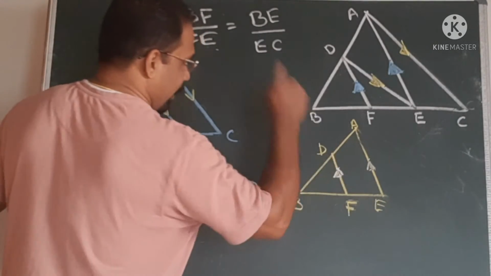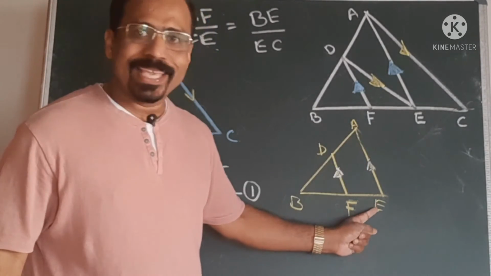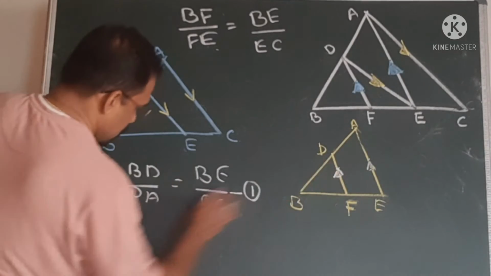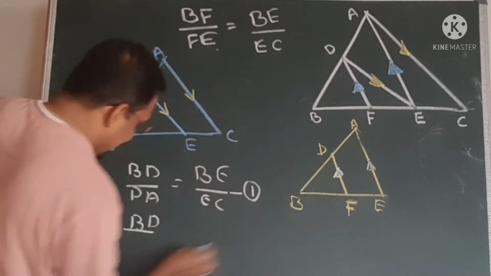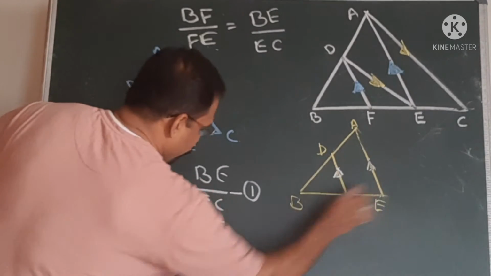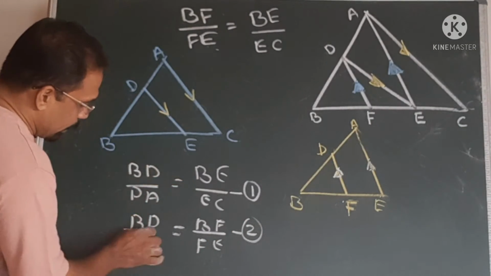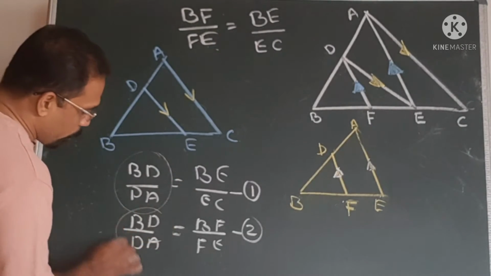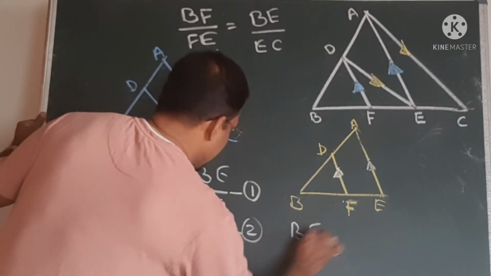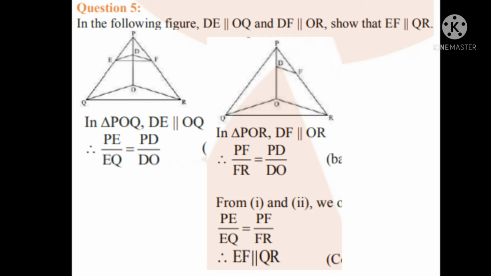Now from this triangle, that is triangle BAE, we can again apply the basic proportionality theorem, because DF is parallel to AE. So according to BPT, BD divided by DA is equal to BF divided by FE. Let it be equation number 2. Now you see, the left hand side is the same. Here also BD by DA, here also BD by DA. Therefore, the right hand sides will be equal. That means BE by EC is equal to BF divided by FE. This is what we have to prove. Now let us do question number 5.